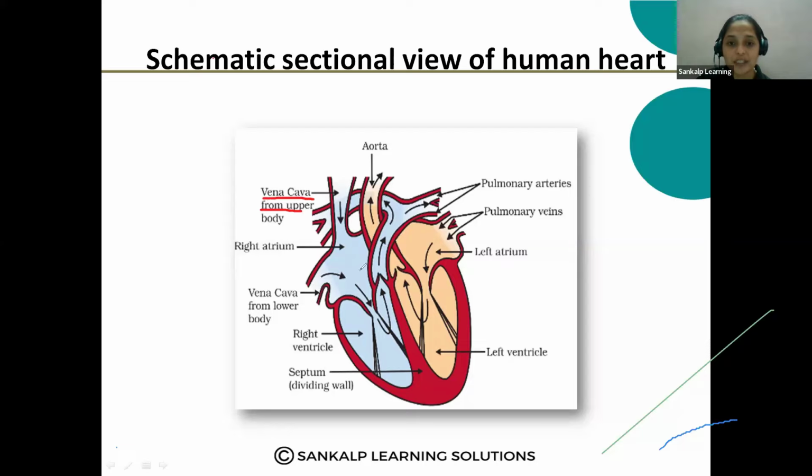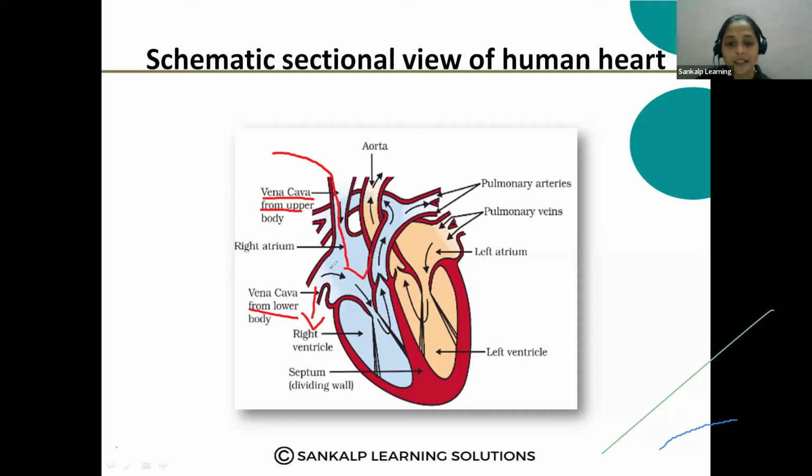How is the deoxygenated blood formed? The deoxygenated blood is formed due to cellular activities. Carbon dioxide is released, right? That carbon dioxide-containing blood is collected by the vena cava. This vena cava collects the deoxygenated blood from the lower body, and this vena cava collects the deoxygenated blood from the upper part of our body. Now the deoxygenated blood is moving to the right atrium.